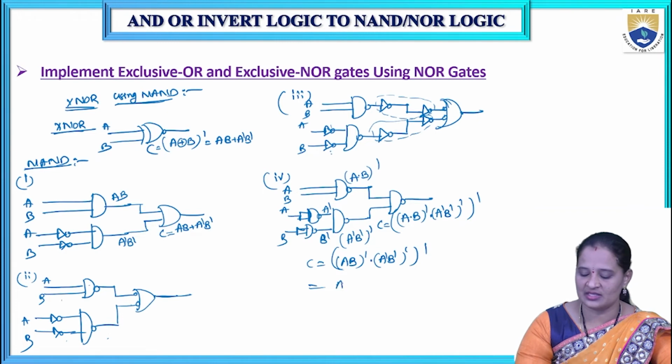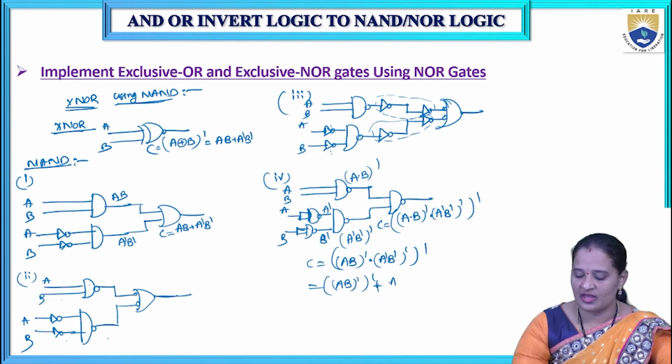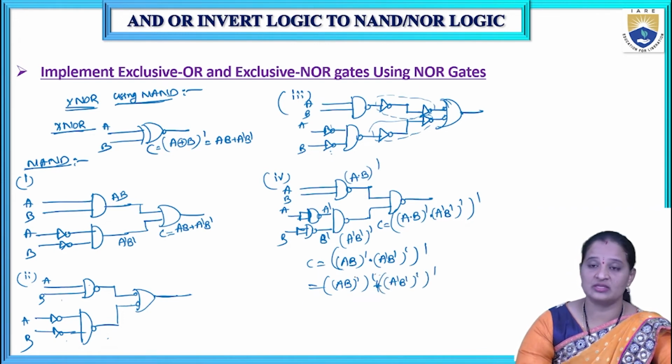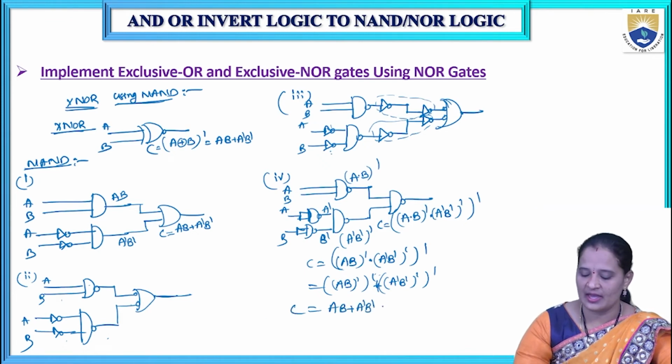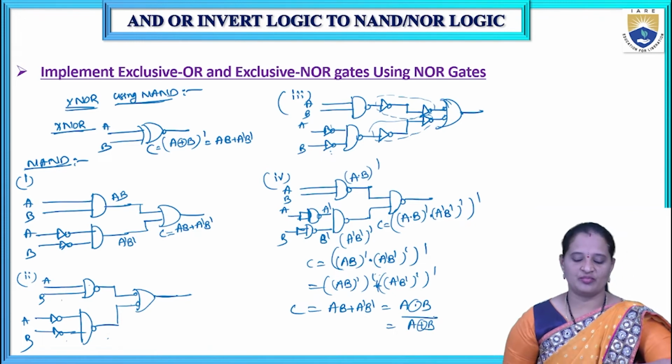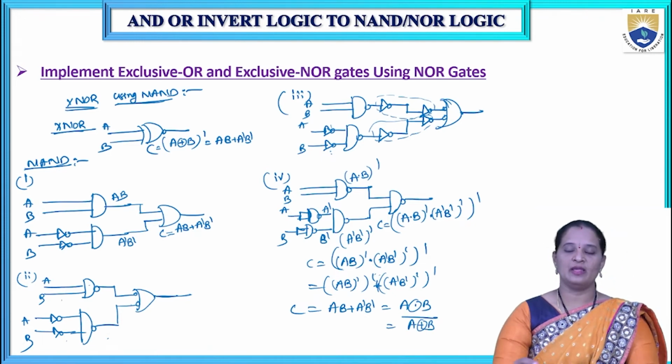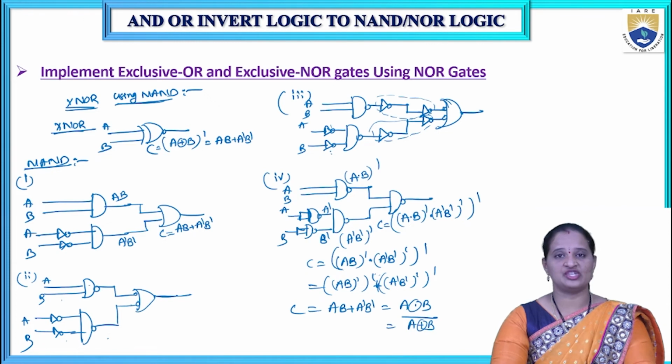So I'm expanding this, (A B bar)' whole bar. So as we have dot operator here, as I'm expanding the complement, this becomes plus now, (A bar B bar)' whole complement, whole complement. This complement gets cancelled. So finally I'll get AB plus A bar B bar. So this is the XNOR gate. So XNOR gate is also represented like this, or else we can also write this one as (A XOR B) whole complement. So this is the NAND implementation of XNOR.